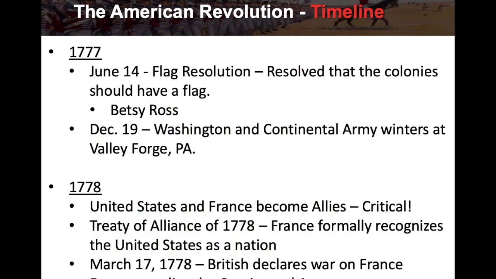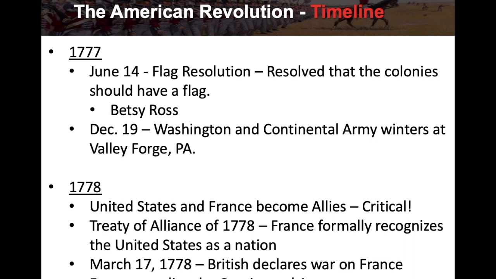Okay, December 19th of 1777, Washington and the Continental Army winter at Valley Forge. And this was a real low time for the Continental Army. They had run out of money. Many of the soldiers had not been paid. They could not be supplied with proper winter clothing. They had minimum tents and things like that.